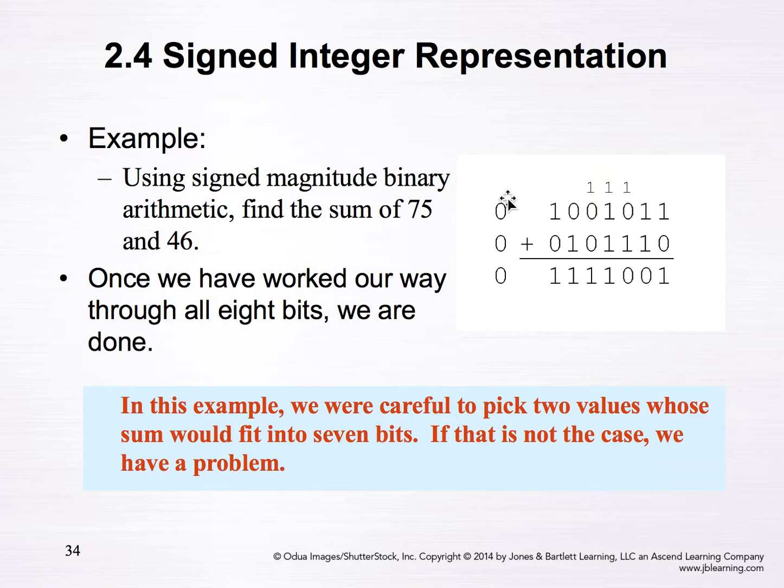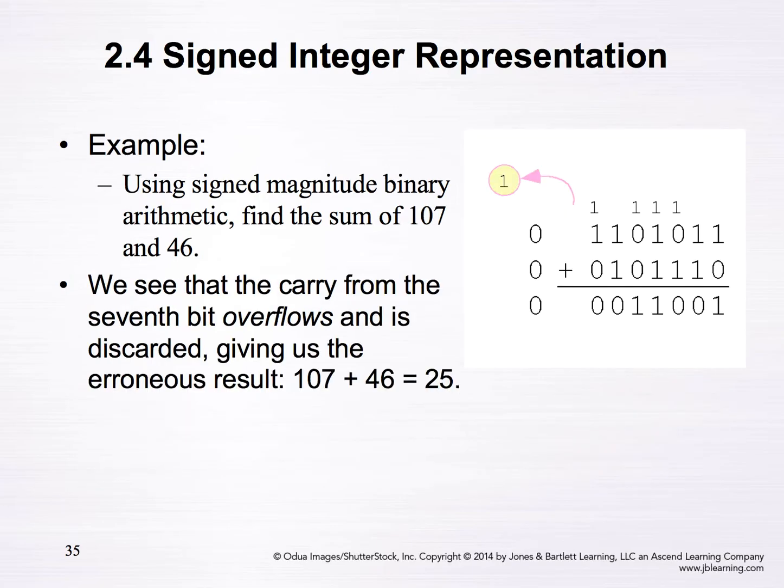Once we get this, we just have the sign bits, 0 and 0, so we write 0 for the result. In this example, we were careful to pick two values whose sum would fit into the 7 bits. If this is not the case, we may have problems. Let's see what kind of problem we can have. Now assume we want to use signed magnitude binary arithmetic to compute the sum of 107 and 46.